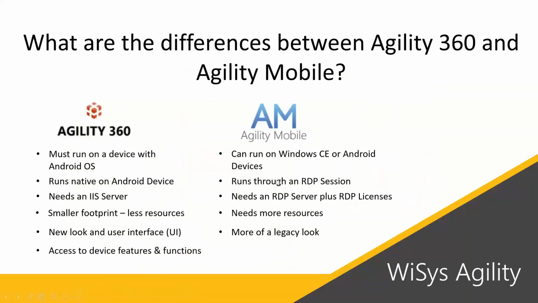So there are definite options from a hardware perspective. Perhaps the biggest difference between the two is that in Agility 360, because it is running natively on the device, we have access to features and functions on the device itself that we did not have access to in an Agility Mobile environment through RDP. Many of our customers through the years have asked, could we take a picture of this shipment before it leaves the dock? Well, we really didn't have a way to do that, even if the handheld device had a camera on it. Now we do. We have that ability now.